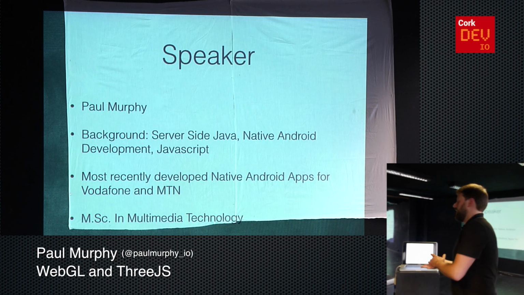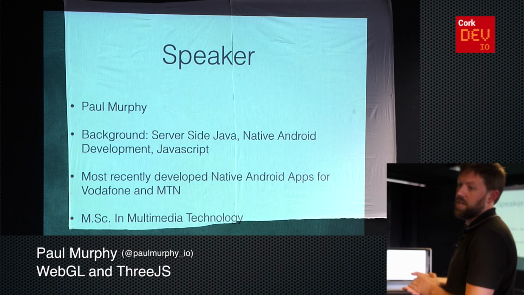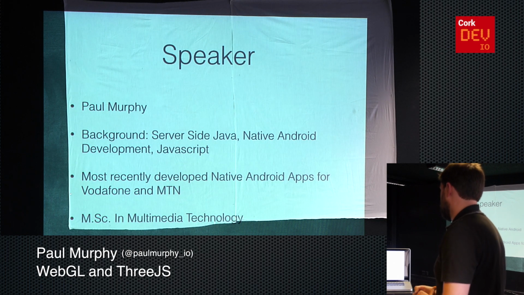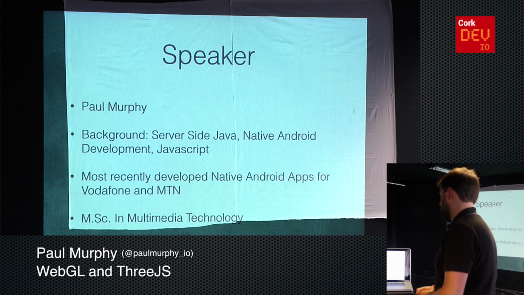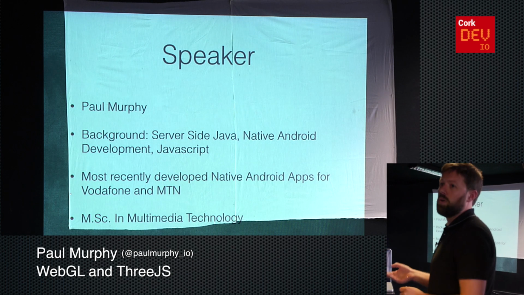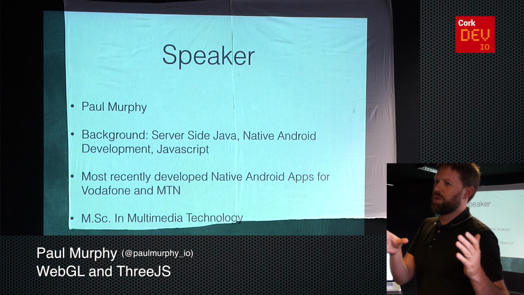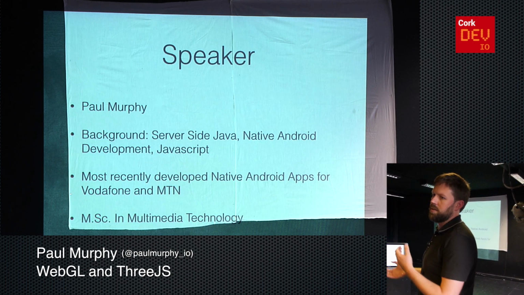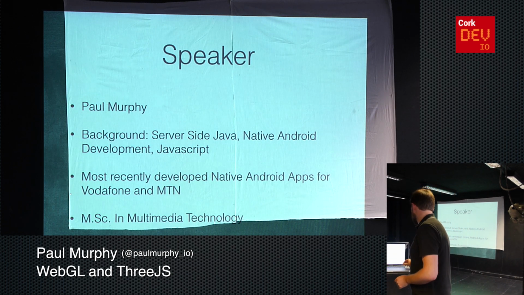So just a little bit about me. My name is Paul Murphy, obviously. My background is a server-side Java developer, native Android development, and JavaScript. And most recently, I worked on native Android apps for Vodafone and MTN. I have a master's in multimedia technology, which I did a long time ago. And a lot of things that I did about 12 years ago have come back again with the advent of WebGL and GPUs being accessed from the browser.